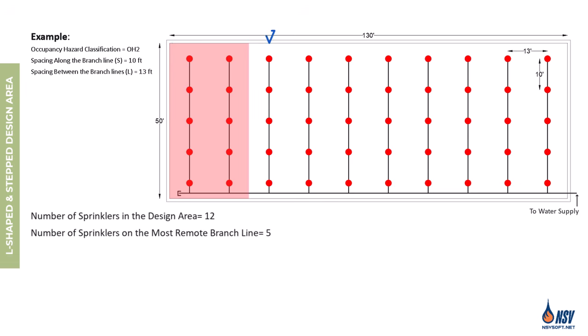But for the third most remote branch line, where we only need 2 additional sprinklers to complete the design area, a question arises. Which 2 sprinklers on that branch line should be selected? In such cases, we must remember that the design area should represent the worst-case scenario for both pressure and flow in the sprinkler system. By selecting the most remote sprinkler, we satisfy the pressure criterion.